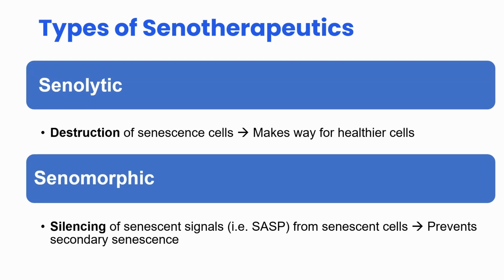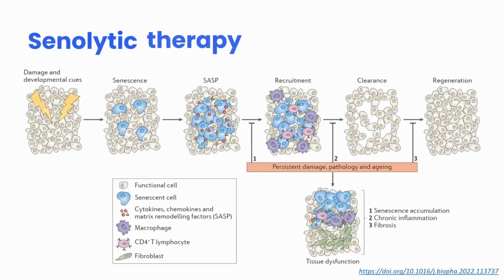And the other is a senomorphic form. And this senomorphic, although less studied, is still equally important. It silences the senescent signals, the SASP molecules from senescent cells, and therefore it prevents the secondary senescence. Let's look at the senolytic therapy.